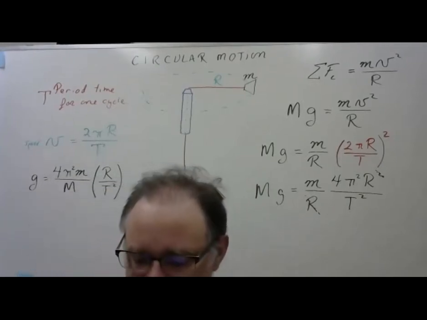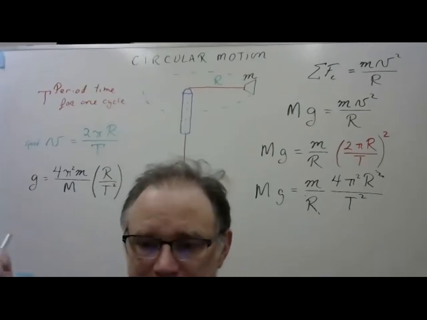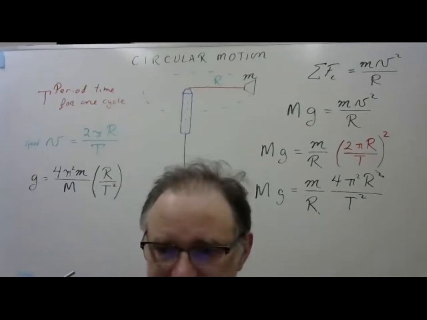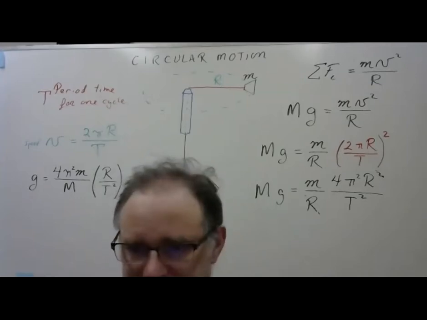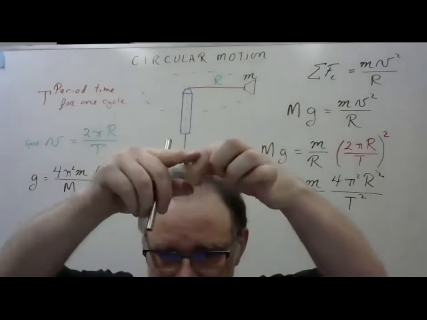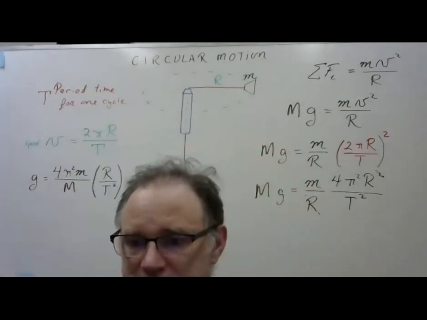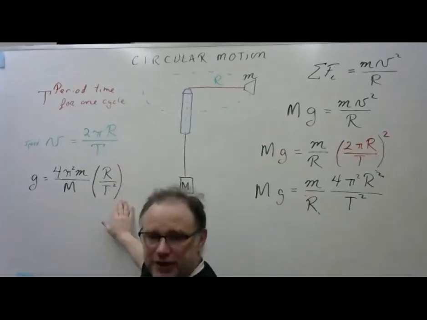Now, the idea of this lab is to examine the change in the period T when the radius changes. Once we set everything up, with little m and capital M, this number will not change for all of our radii and all of our periods.